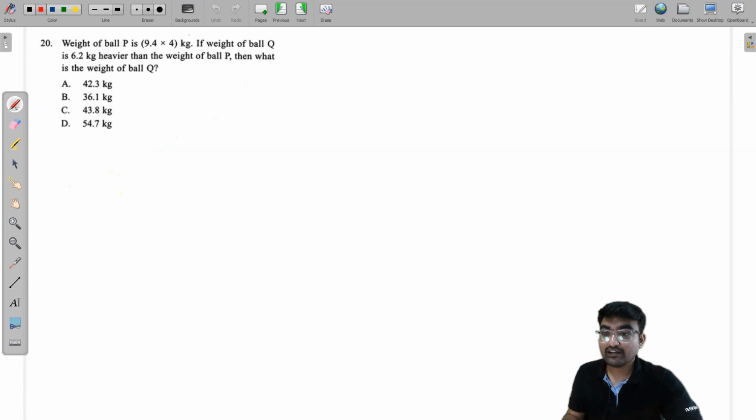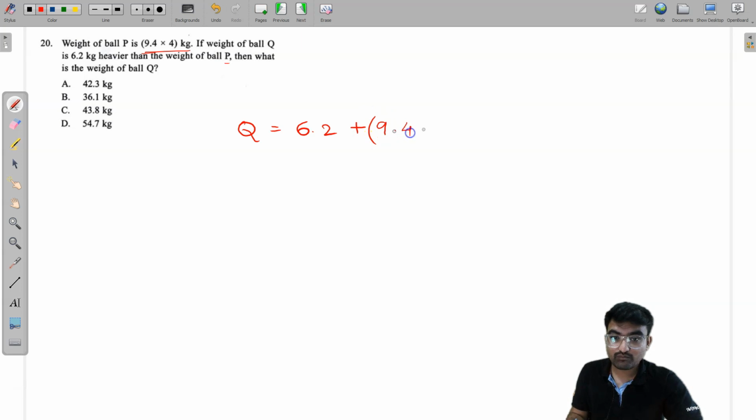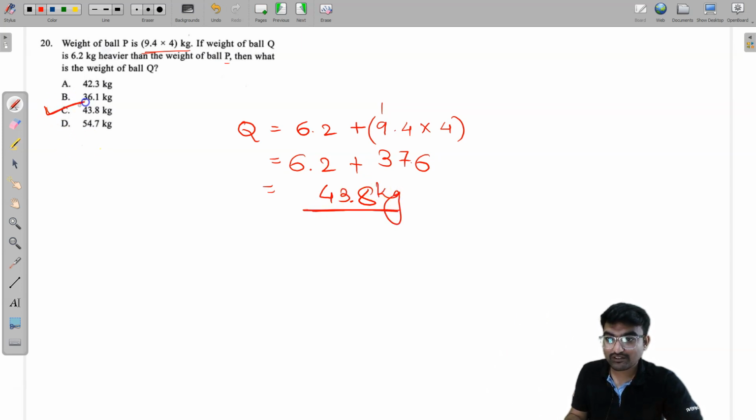Question number 20. Weight of ball P is 9.4 into 4 kg. If weight of ball Q is 6.2 kg heavier than ball P, then what is the weight of ball Q? So weight of ball Q is 6.2 kg more than ball P. And the weight of ball P is 9.4 into 4, which is 37.6. So 37.6 plus 6.2, if we add that we will get 43.8 kg. Correct? So option number C is our correct option.